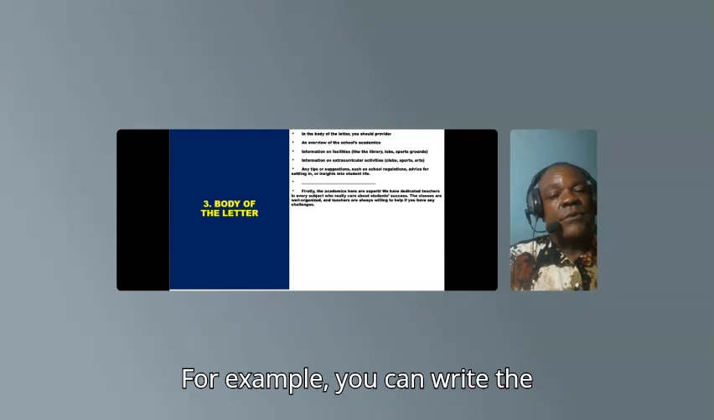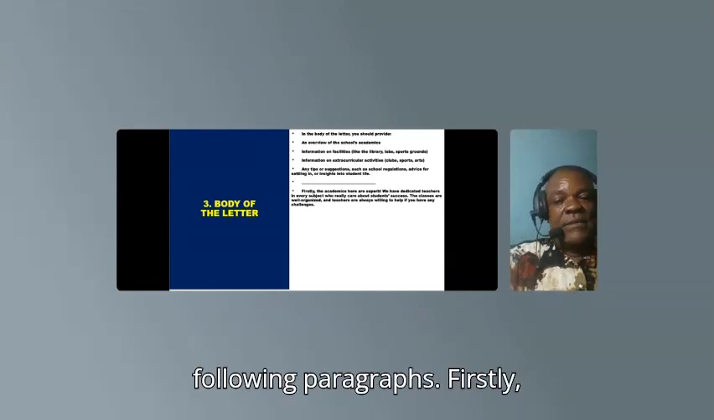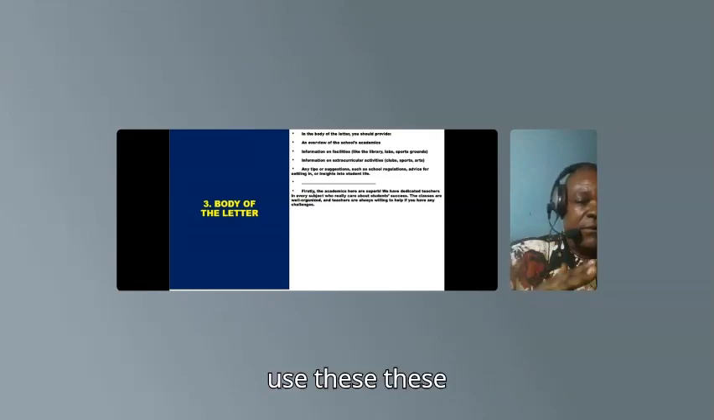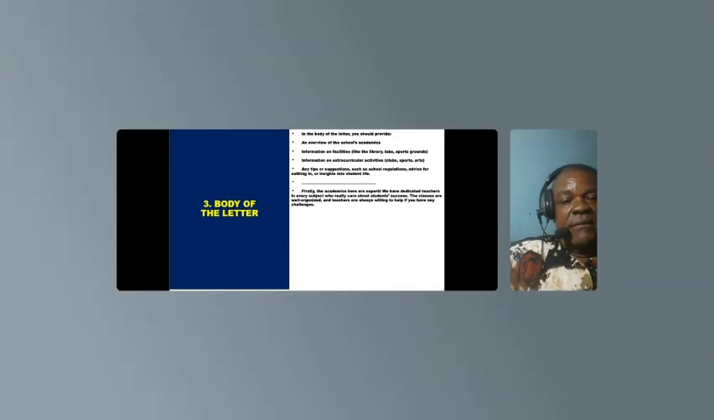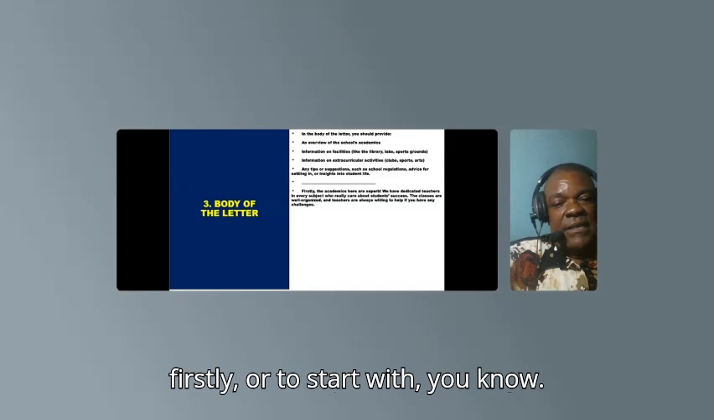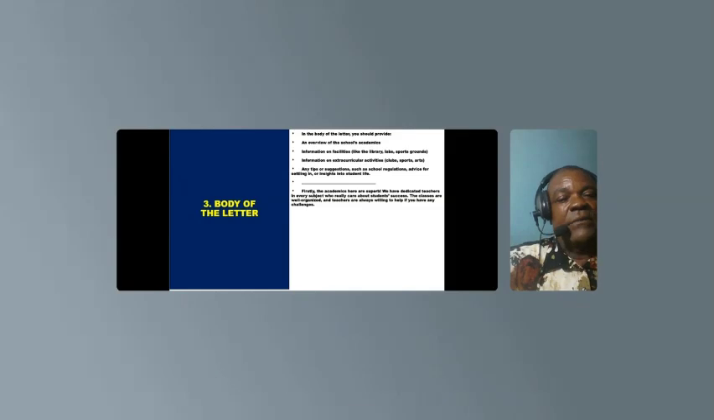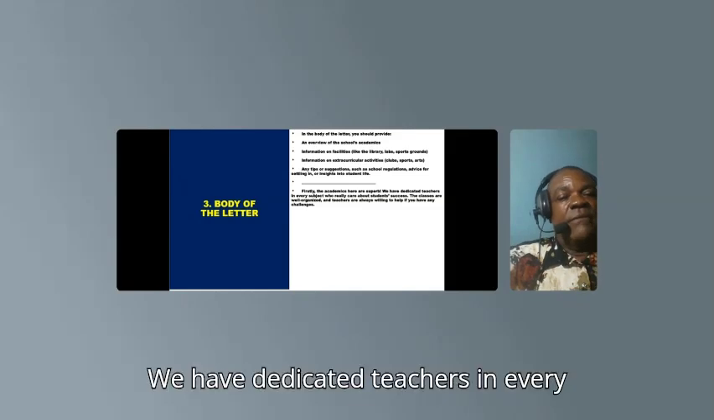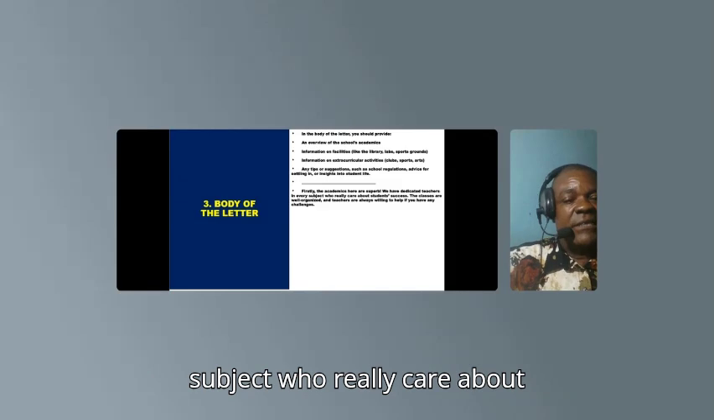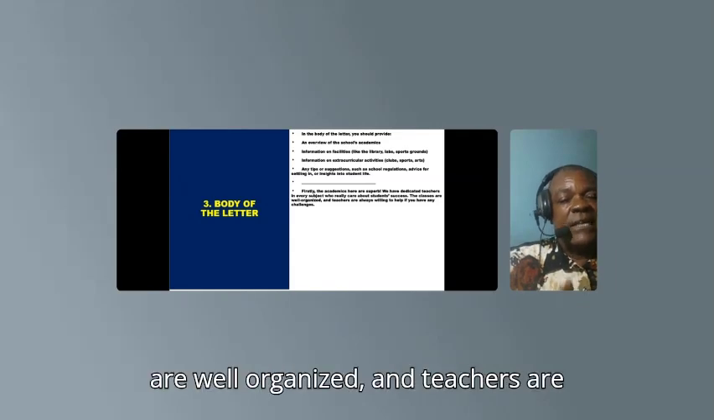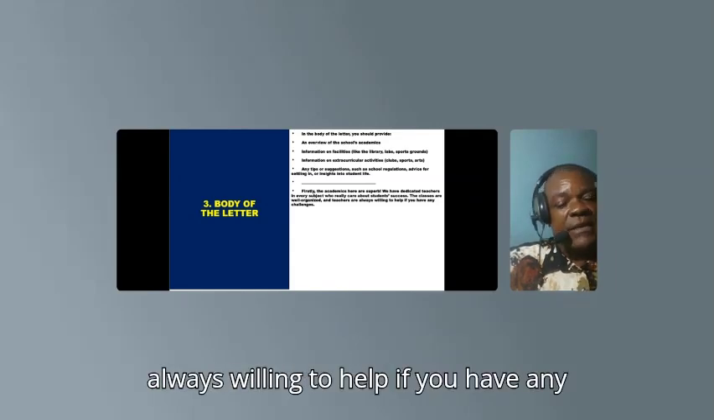For example, you can write the following paragraphs. Firstly, you use these connectives, these phrases. Firstly, or to start with, the academics here are superb. We have dedicated teachers in every subject who really care about students' success. The classes are well organized, and teachers are always willing to help if you have any challenges.